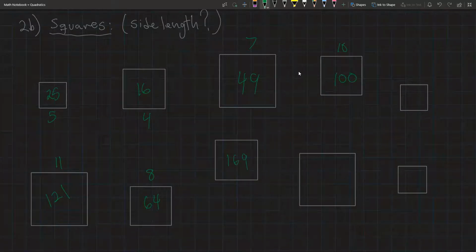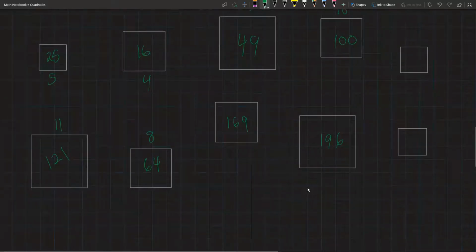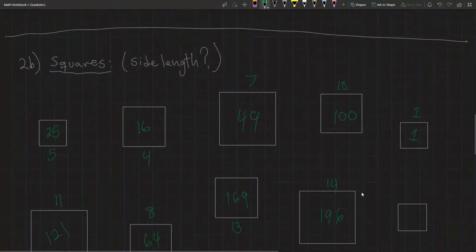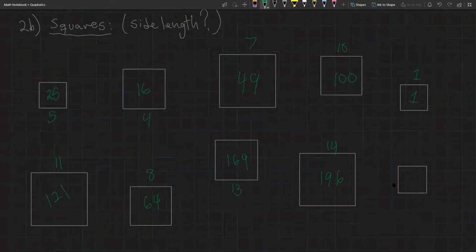And if the area is 169 and 196, think about those. Those are easily confused and mistaken by students. This one is 13. The side length is 13, and this one is 14. If the area is 1, that's another one that might be a little confusing, but it shouldn't. If the area is 1, then the side length was also 1. All right. Excellent. So that's the main idea.